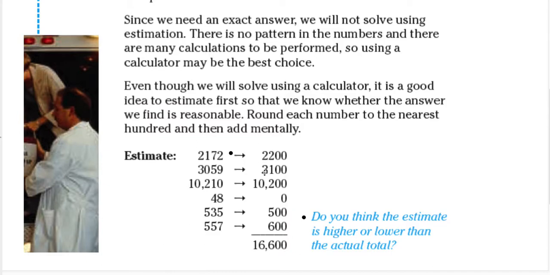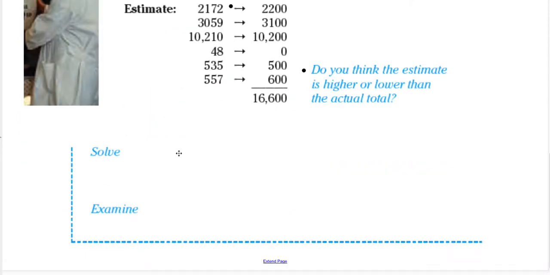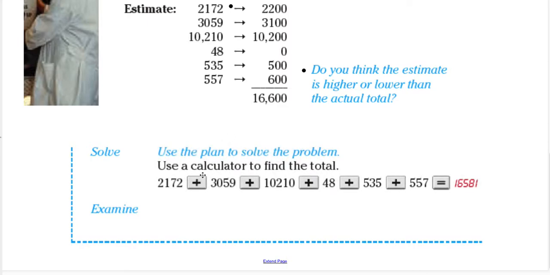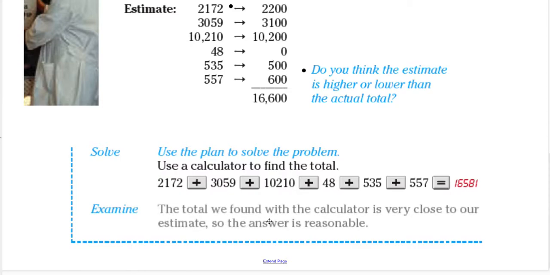Okay, let's find out. So we solve this using a calculator because that was the method implied when we were trying to solve the problem, the best method to use. We simply add those numbers, and end up with 16,581. Okay, I'm actually wrong. The number is lower than the estimate. So the total we found with the calculator is very close to our estimate, so the answer is reasonable.